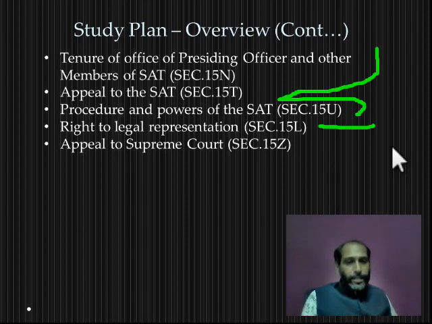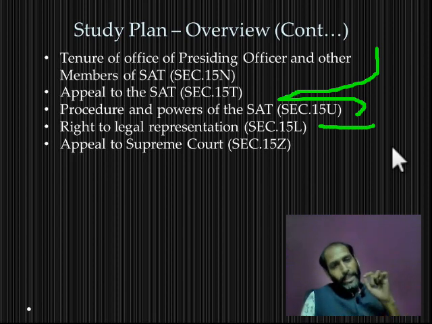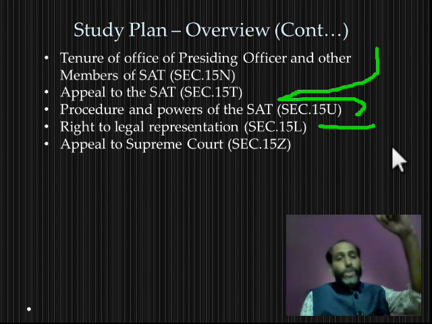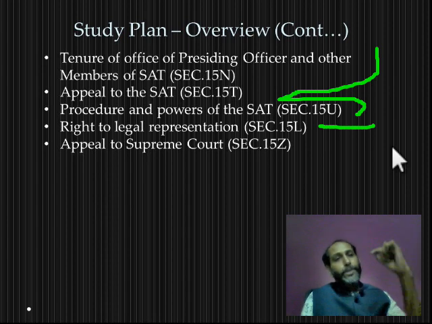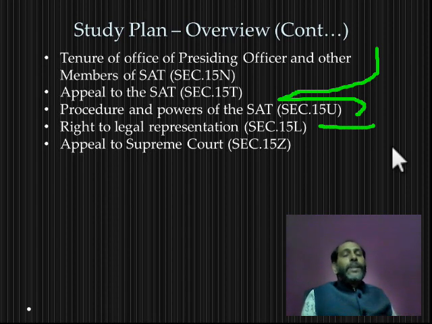Ultimately, the law ends with an appeal to the Honorable Supreme Court. You have to study Section 15Z, especially the time limit for preferring an appeal from SAT to the Supreme Court. So what is the route? From the adjudicating officer of SEBI to SAT, then SAT to the Supreme Court. You have to study the time limit, and there is an extension of the time limit, so study that also. Friends, this will do the magic.